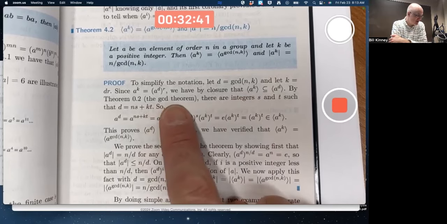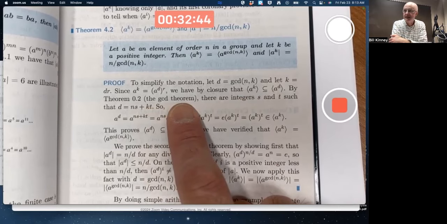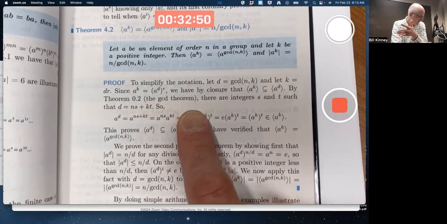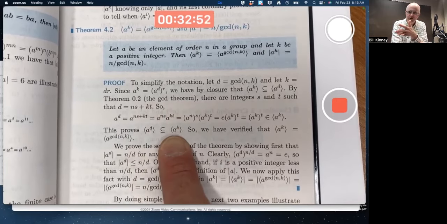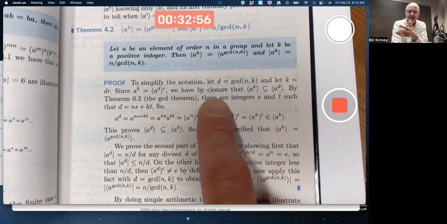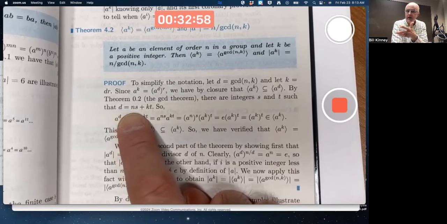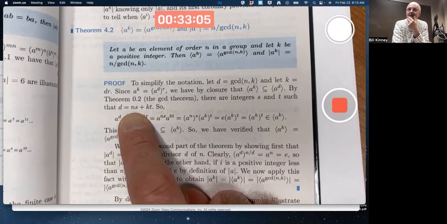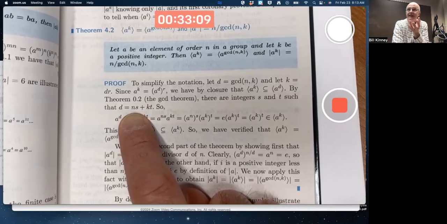By Theorem 0.2, the GCD theorem. That means the GCD is a linear combination theorem. So this is the next thing we're trying to do. We're trying to prove this inclusion there. We know there exist integers S and T, so that the GCD is the linear combination of N and K. D is the GCD of N and K. So this has got to be true for some integers S and T. Use that fact. It's really powerful.